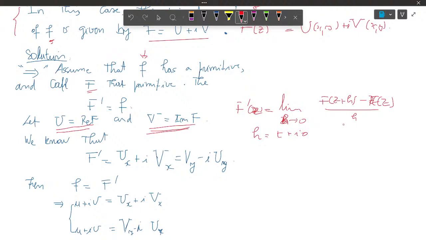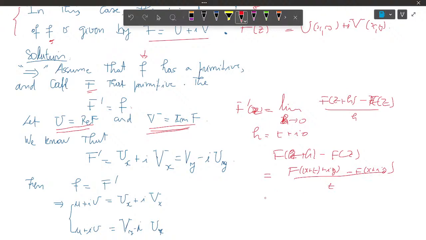Then here we fix z, and the difference is f of z plus h minus f of z. What is happening here is that we're computing f of x plus t plus i y, where y is fixed, minus f of x plus i y, and we divide by t.